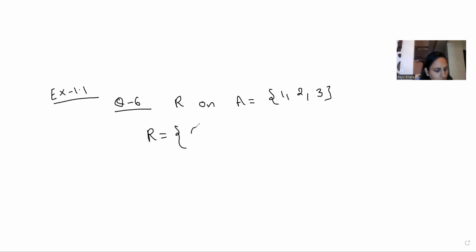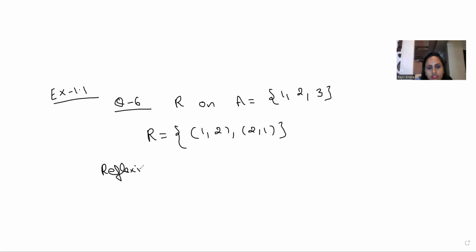Now today we are going to continue with exercise 1.1, question number 6. Question number 6 says that R is a relation which is defined on the set A, which is equal to {1, 2, 3}, and the relation R is given by {(1, 2), (2, 1)}. So relation R has been given to us in the question in the roster form. We need to prove that this is symmetric, but this is neither reflexive nor transitive.